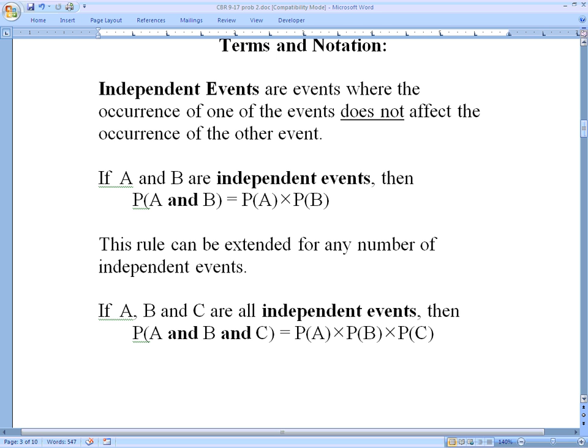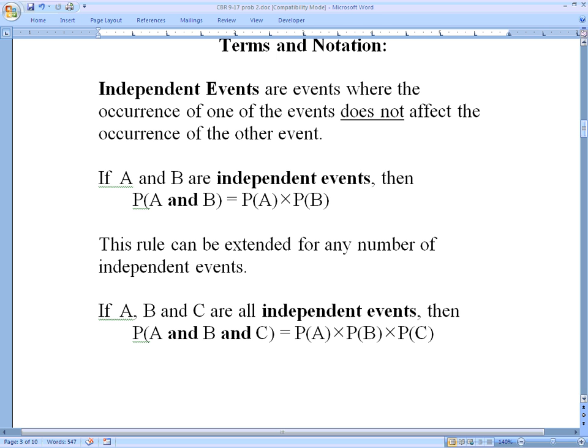I could get a 3 on that die, and it's not going to have any impact on whether or not I get a heads or a tail on the coin. These are independent events. Things like whether or not it rains and whether or not I get a raise at work, those would be independent events. They shouldn't theoretically have anything to do with each other.